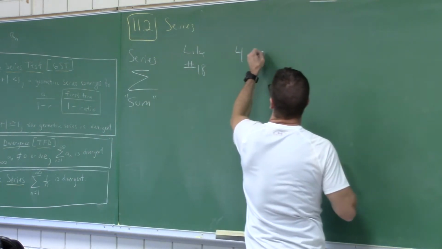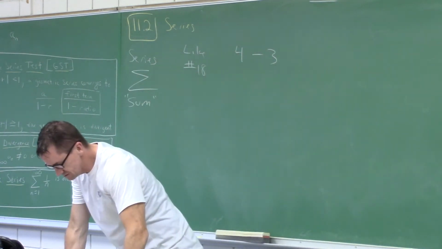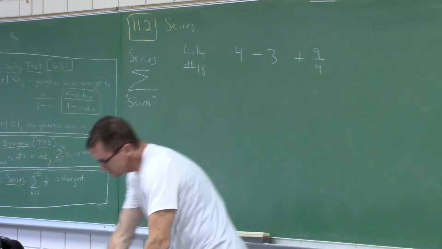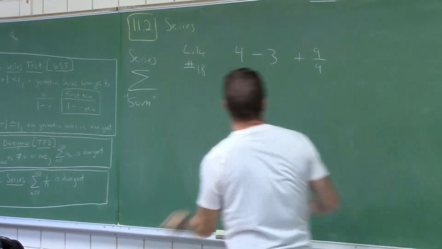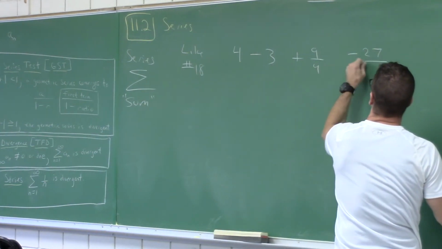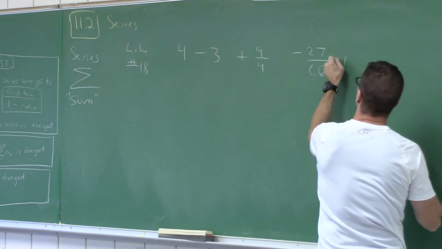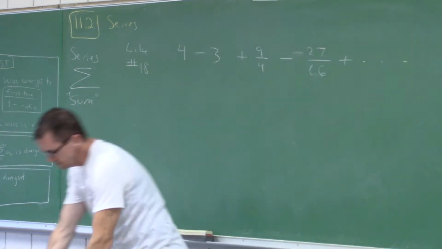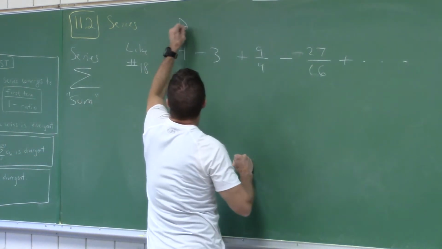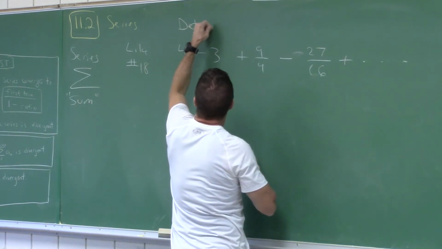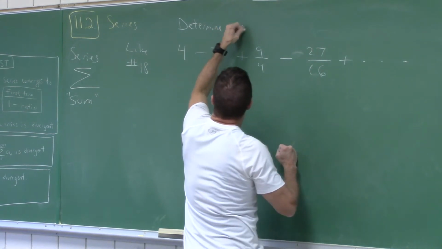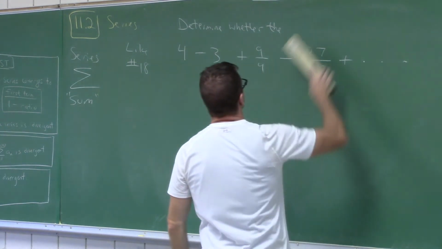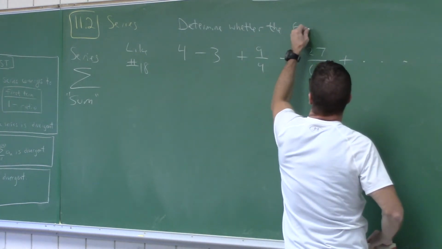4 minus 3 plus 9/4 minus 27 over 16 plus dot, dot, dot. The question: determine whether the geometric series converges or diverges.